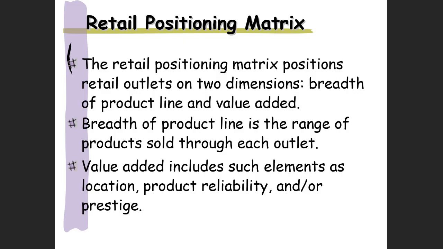Okay. So when we talk about positioning, we usually develop what's known as a retail positioning matrix. In the positioning matrix, we position retail outlets on two dimensions. And we're back to breadth of the product line, that is, how many different products they carry, and how much value they add for the customers. And this is a very subjective thing, okay? How much value they add for the consumers. You with me?